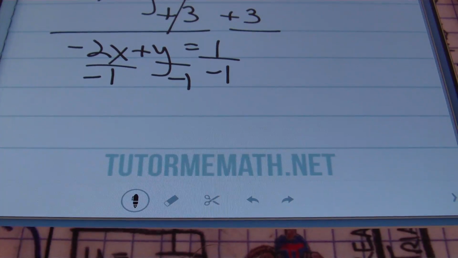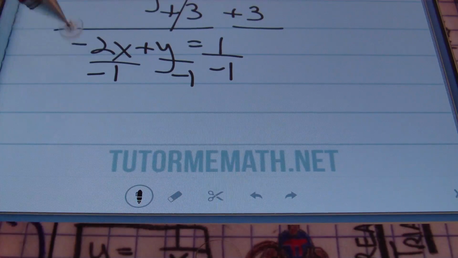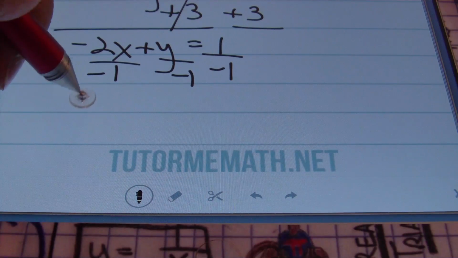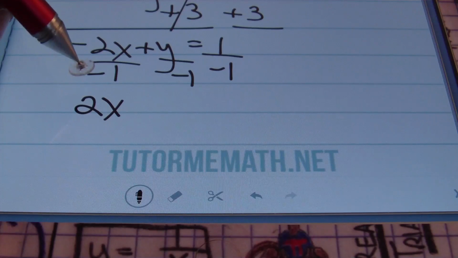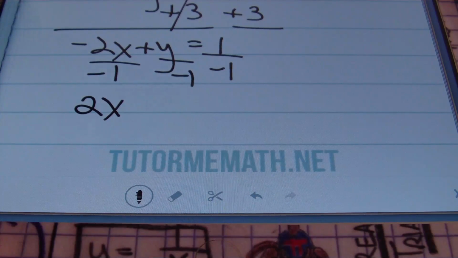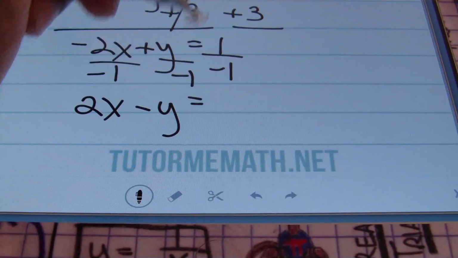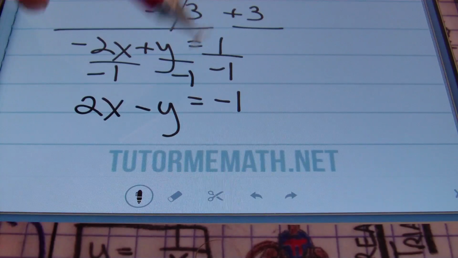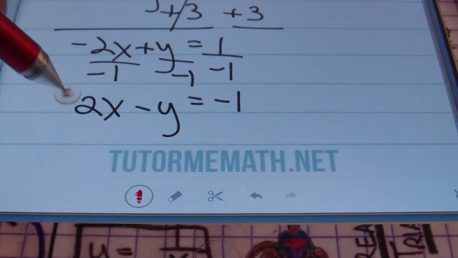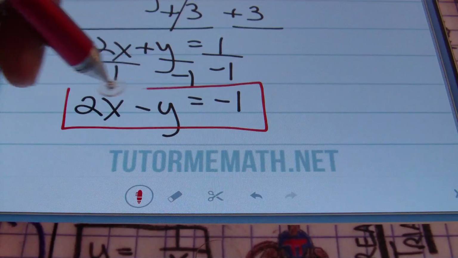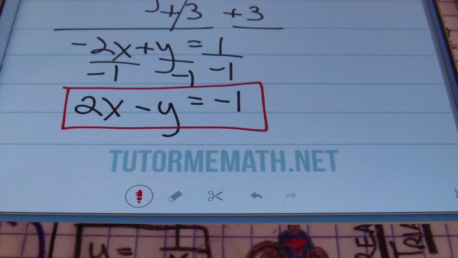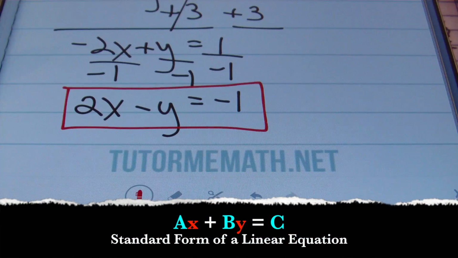So now I will end up with my negatives canceling out here. I end up with a positive 2x, because a negative divided by a negative is a positive, right? We then have a negative y, because a positive divided by a negative is a negative. And this is going to equal negative 1, because positive 1 divided by negative 1 is negative 1. And here comes my box, because this is the answer in standard form. There you have it. We're going to move on to the next problem now.